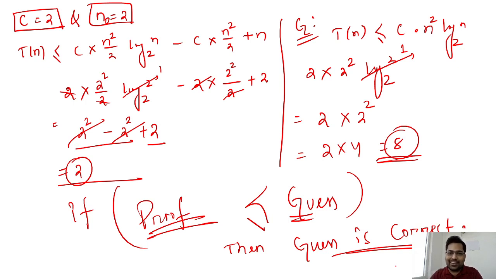Now what extra do we have to write? Our target is to check whether the guess is correct or not. We found the guess is correct, but what extra do we have to do then? If you are saying big O of n, the maximum time it is taking is n square, now you can accept n as well as n square.